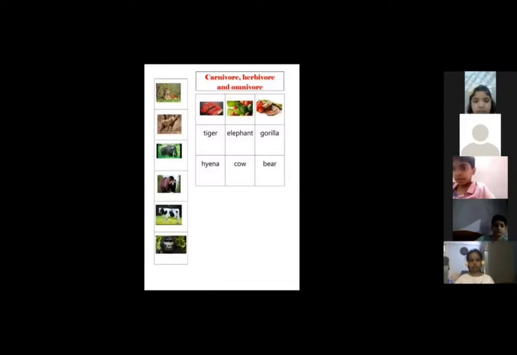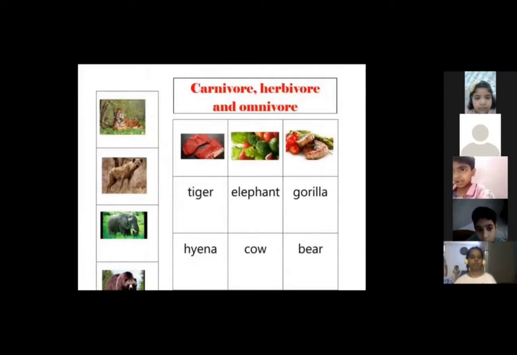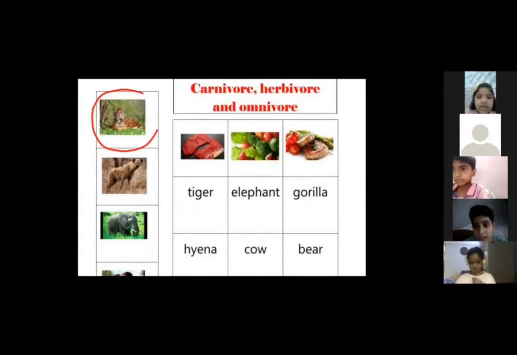Let's begin with the different types of animals which you see in everyday life, or you might have seen them on the TV. The first thing you see here is the tiger. Can anybody tell me what exactly a tiger is? We have three different terms. It's a carnivore. Sir, it is a carnivore.